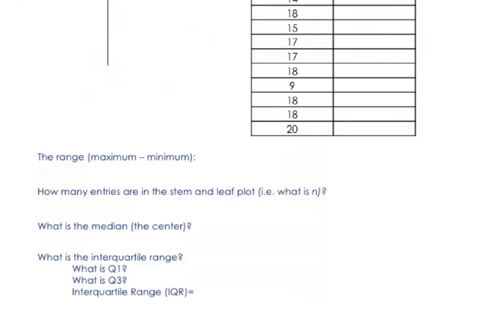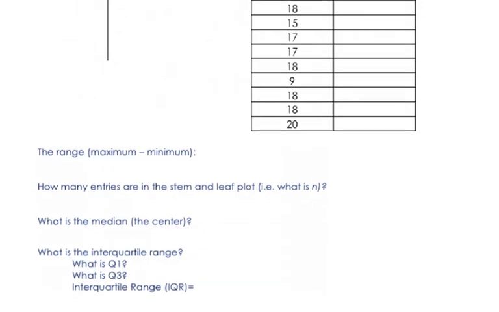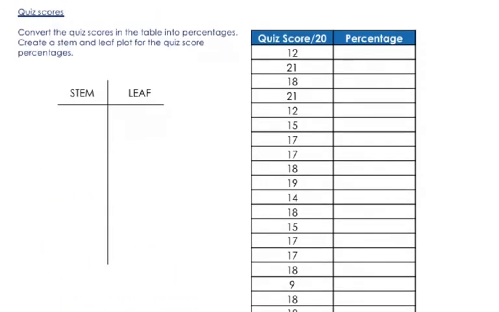Alright, here's the last thing. Oh, nope, we already did that, so we're good. Let me know if you have any trouble. Alright, I want you to try this one. It's just looking at quiz scores. So you're going to do a stem and leaf plot, you're going to do percentages, and you're going to answer. So pause the video, see if you can do this in 1, 2, 3.